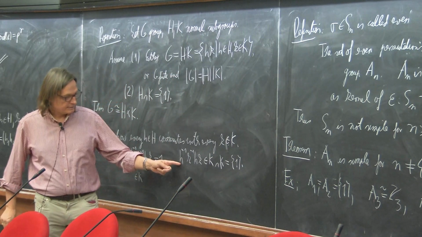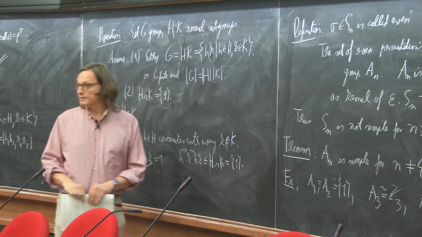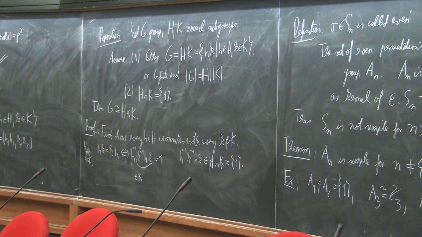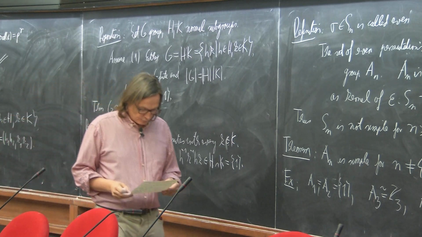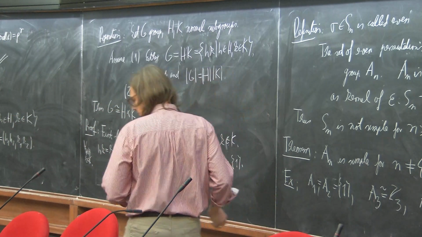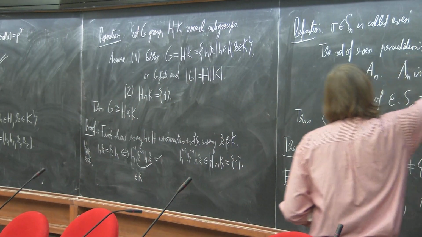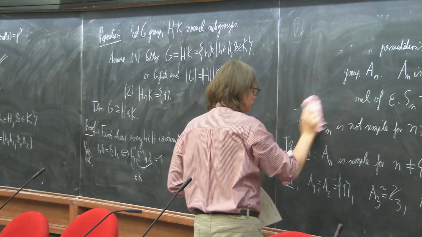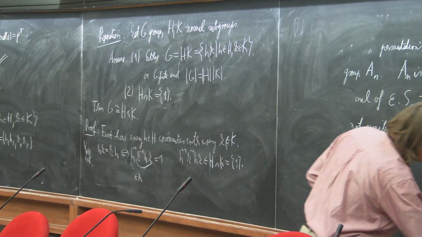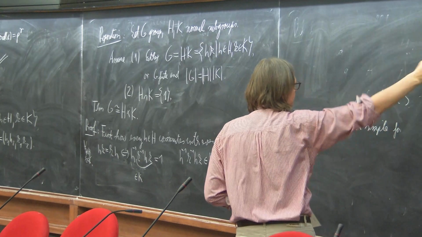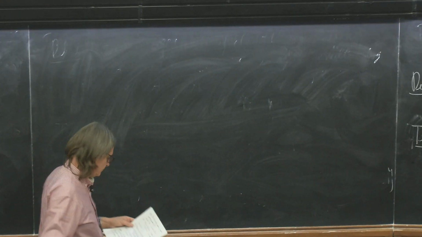And so this thing lies in the intersection of H and K, and so it must be 1. So this shows the fact that they commute. And now we can just define a homomorphism from the product to G, and we want to show it's an isomorphism. The homomorphism is the obvious thing: we send a pair (h, k) to the product of h and k in the group.